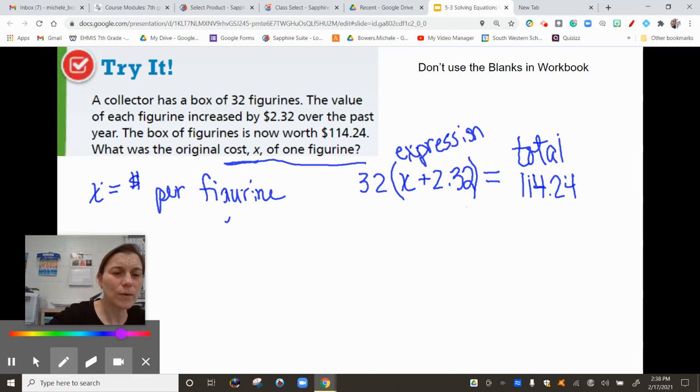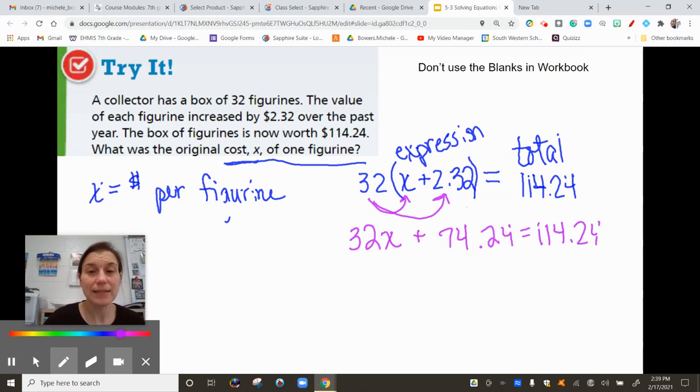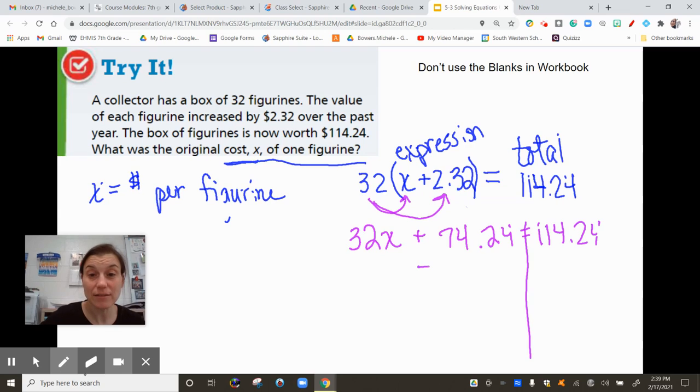When we solve this equation, step one, when you have the distributive property, a number on the outside of parentheses, you multiply everything inside the parentheses by that number. So 32 times x is 32x plus 32 times $2.32 is $74.24. And then that equals $114.24. So now to solve this equation, I am going to subtract the constant from both sides.